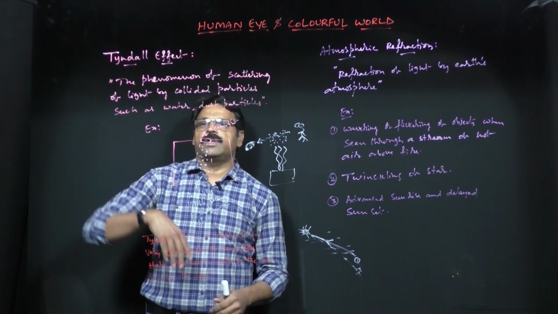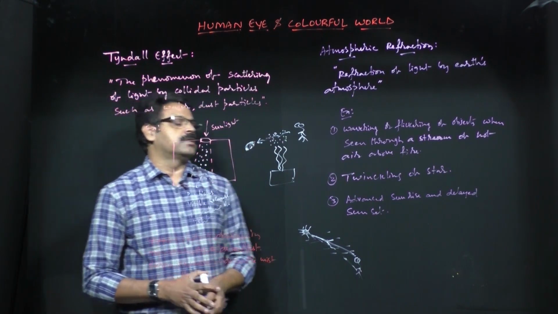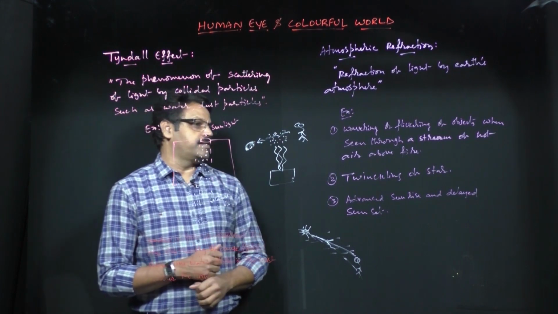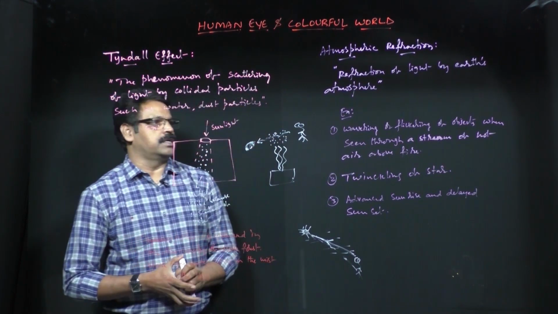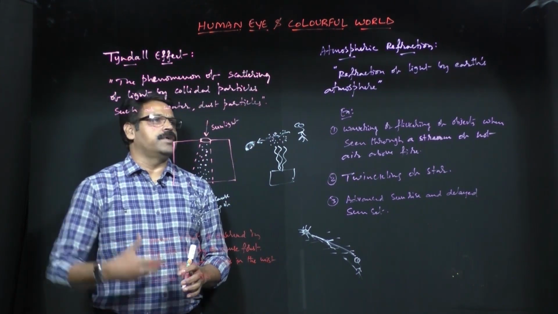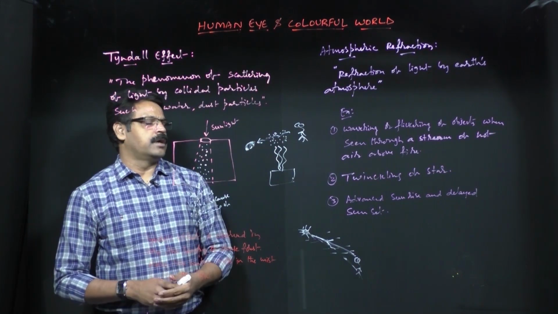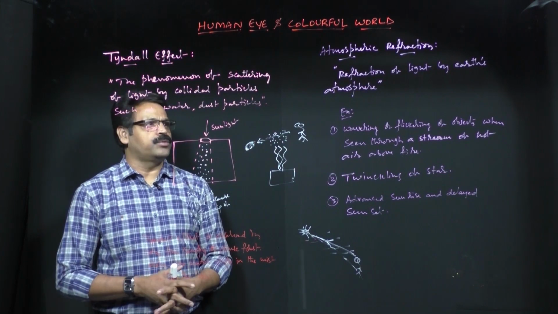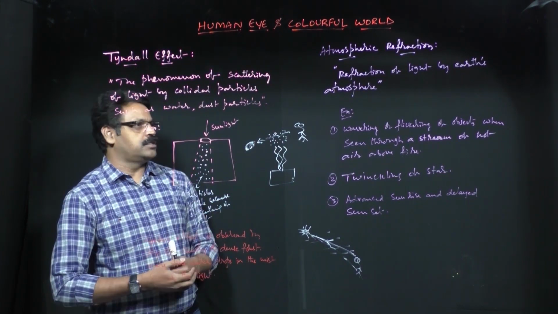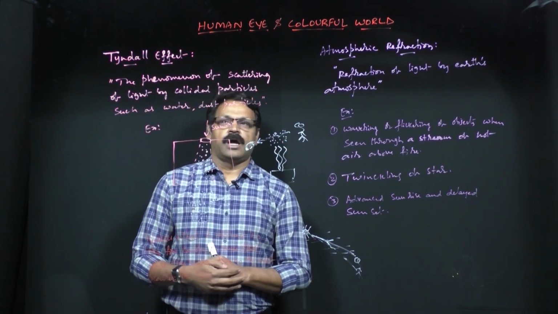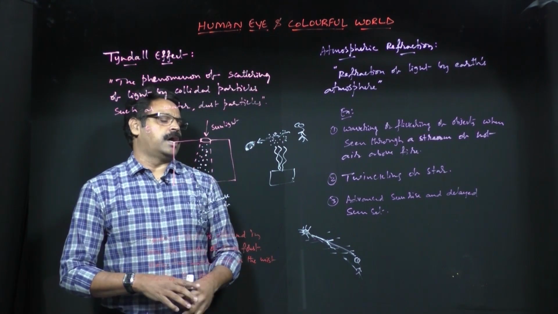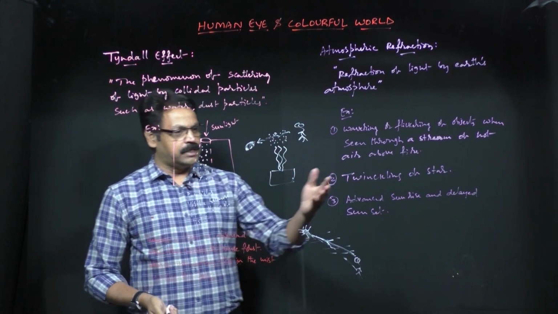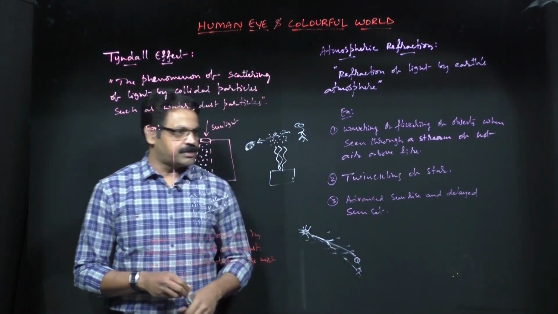These are some of the examples of natural phenomena that occur in the atmosphere, in our surroundings. Here you can see the various examples: rainbow, scattering of light, why the sky appears blue, why the sun appears red during sunrise and sunset, what the Tyndall effect is, and what atmospheric refraction gives rise to. Especially the best example is the twinkling of stars.